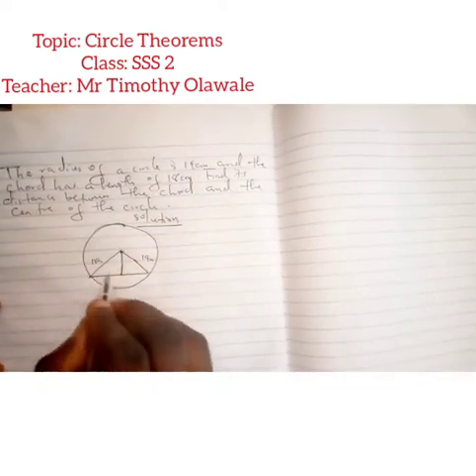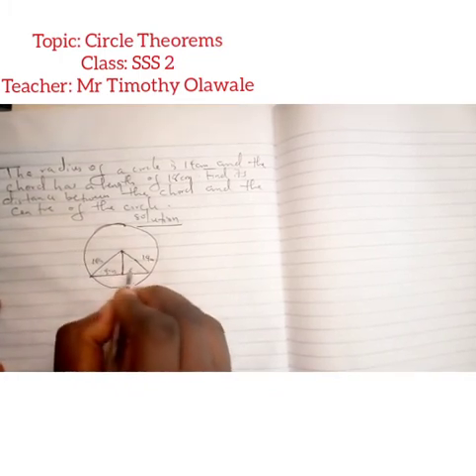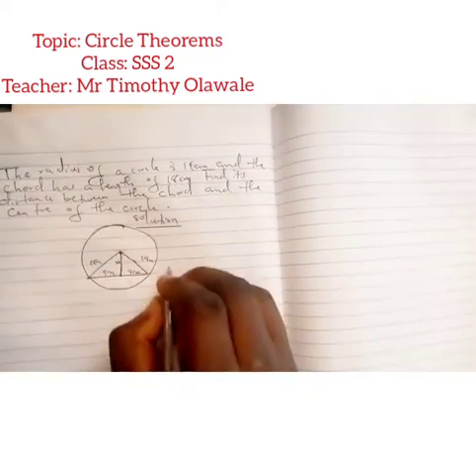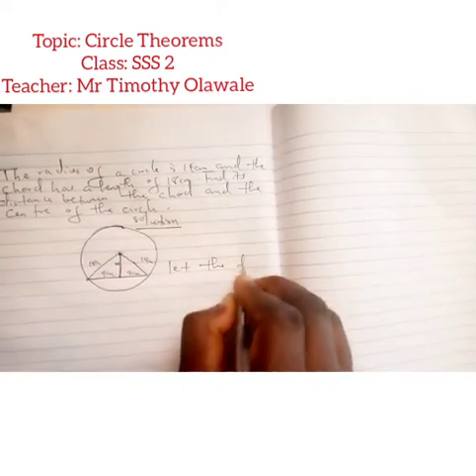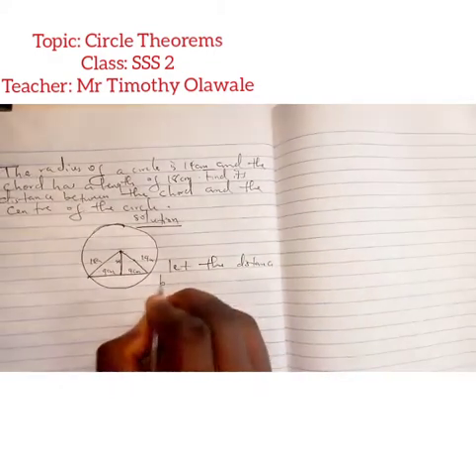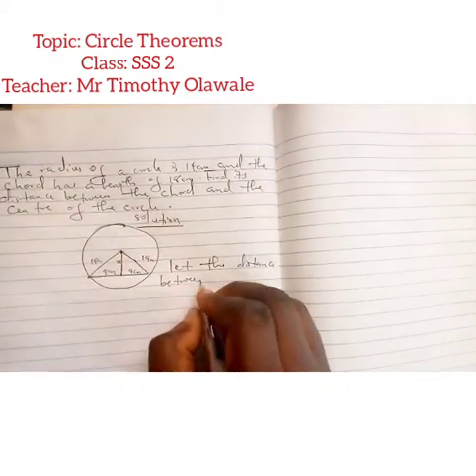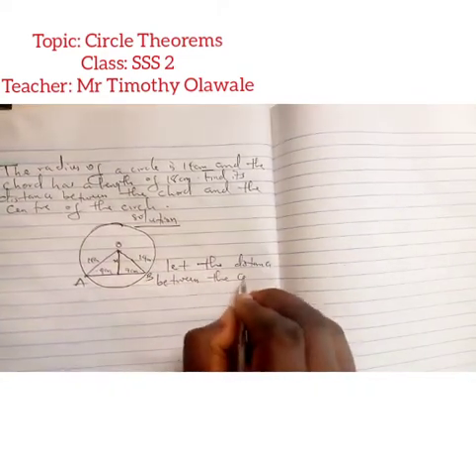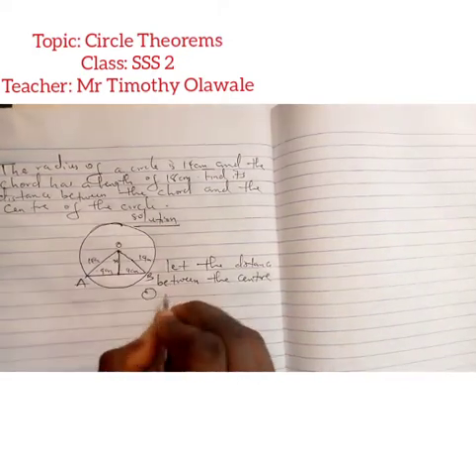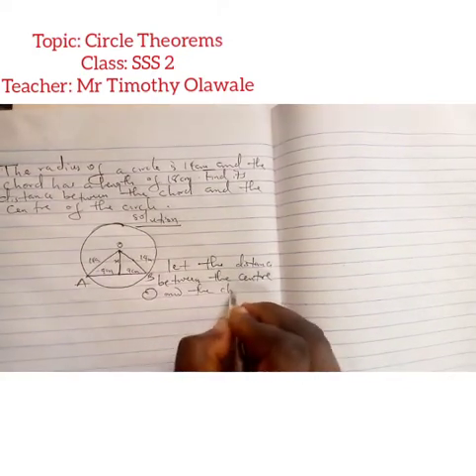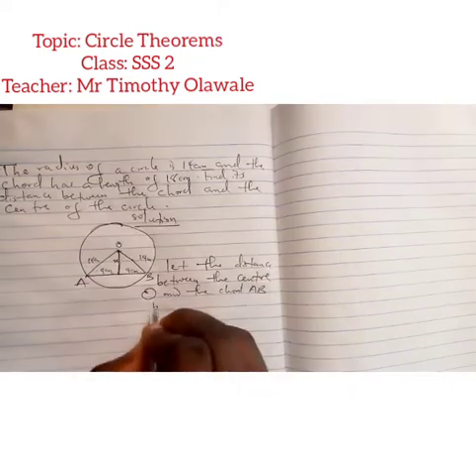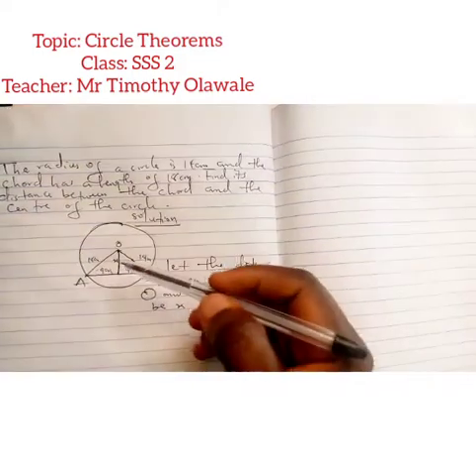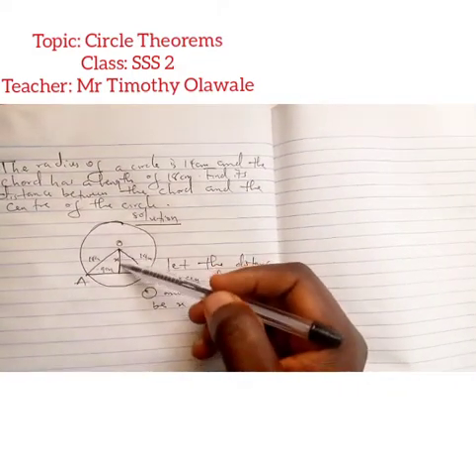Remember that this line will bisect this, so this is 9, this is 9. You are looking for the distance x. Let the distance between the center, let's call the center O, let's call this A, between the center O and the chord AB be x. So this is x, this distance.